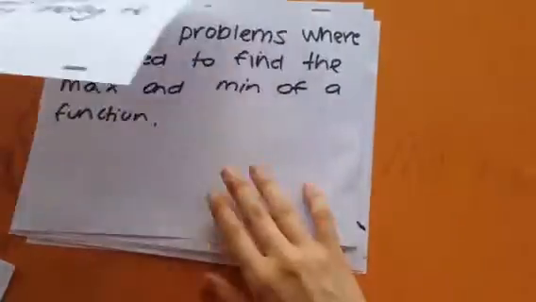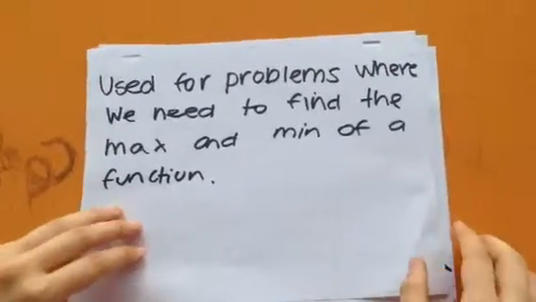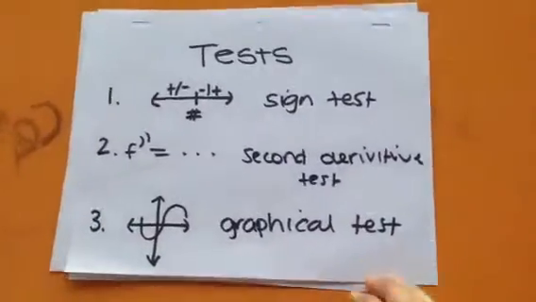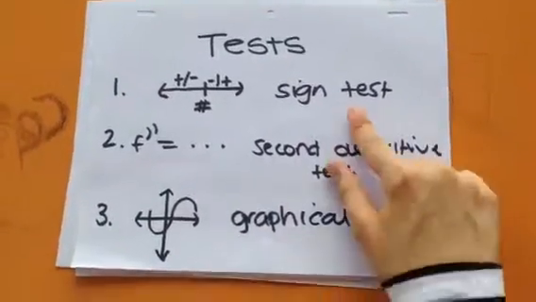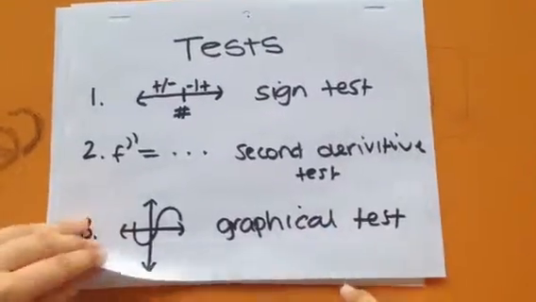Optimization. Optimization is used for problems where we need to find the maximum and minimum of a function. Three tests we can do for this are the sign test, the second derivative test, and the graphical test.